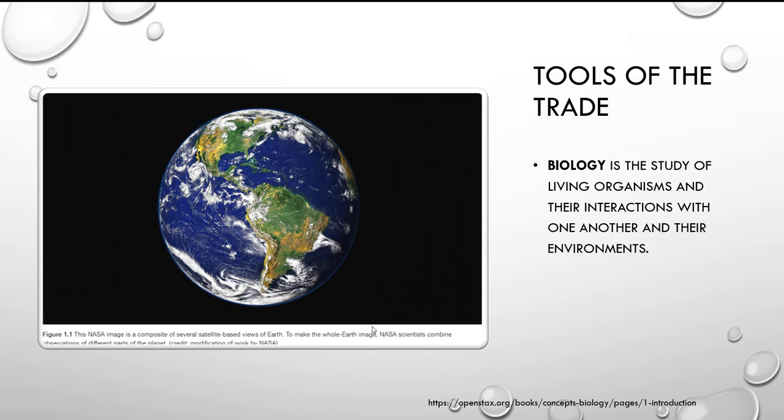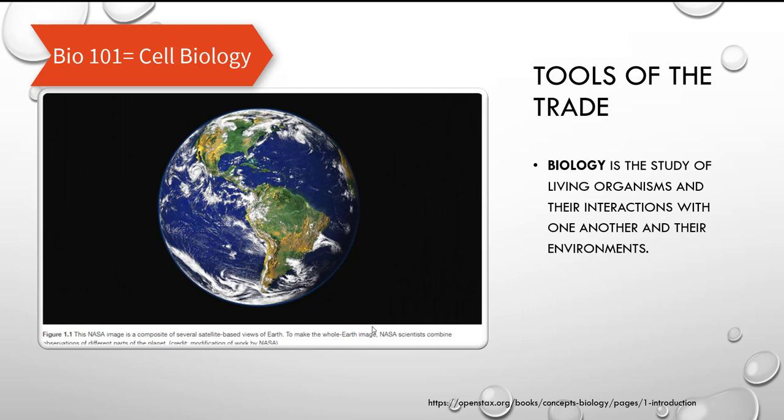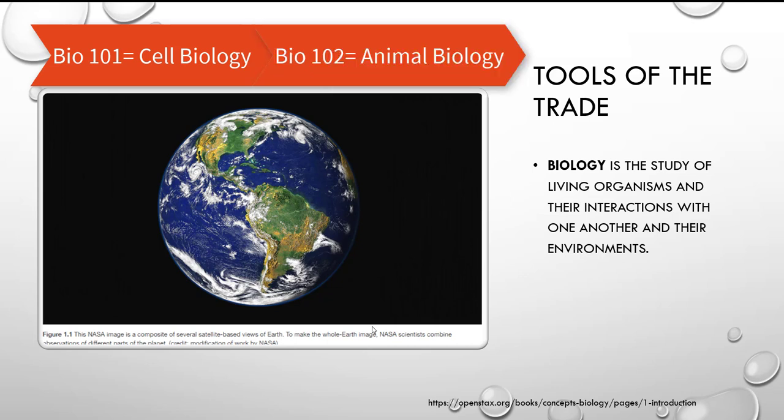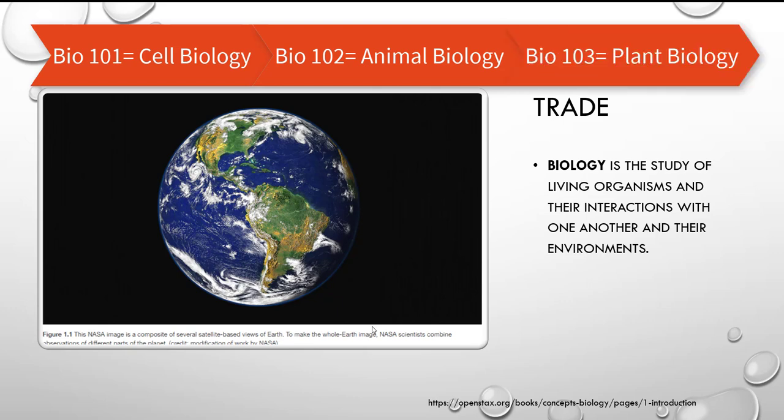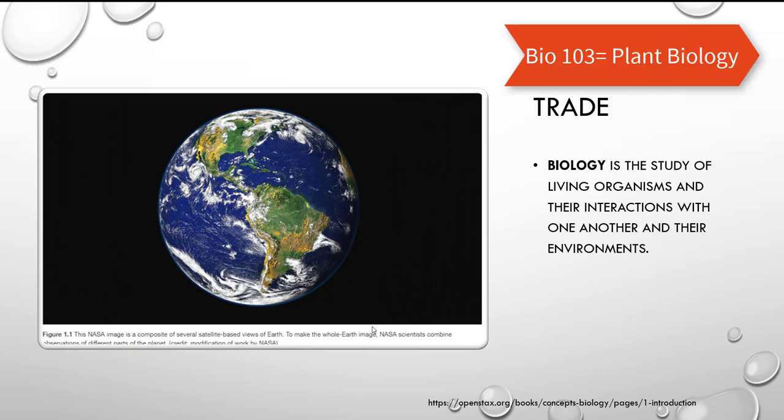So as we're moving our way through the course, we're going to be learning about living things. We're going to be learning from the smallest component of life, which would be the cell. Specifically, Bio 101, we're looking at cellular biology. And then if you progress through the series, 102 deals more with animal biology, and then 103 deals more with plant biology. So you can continue through the series if you'd like.